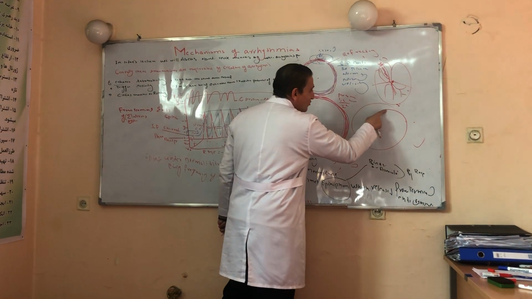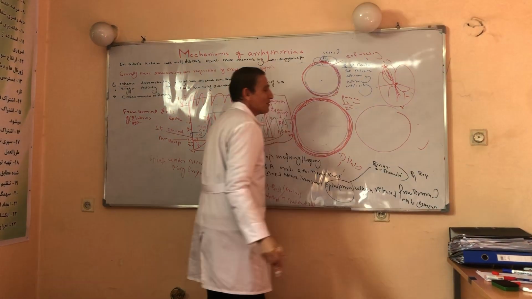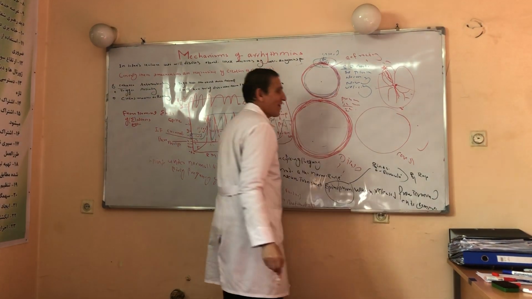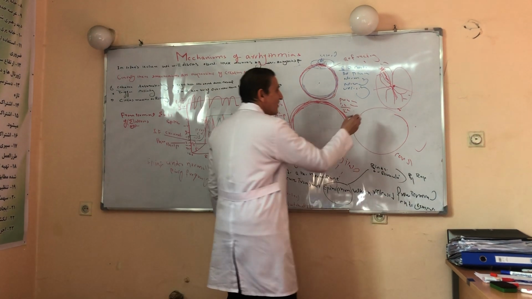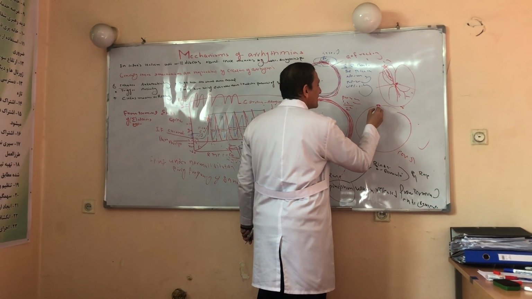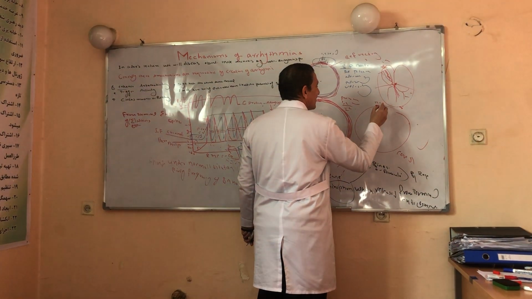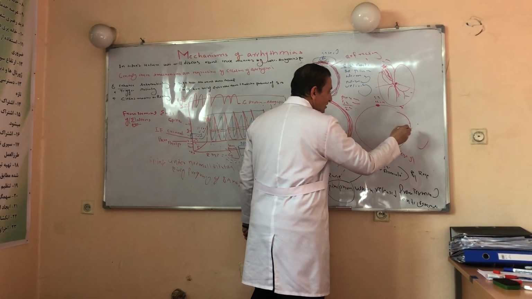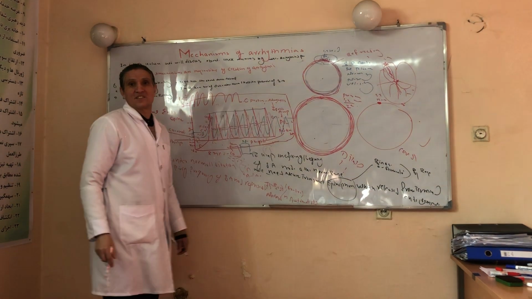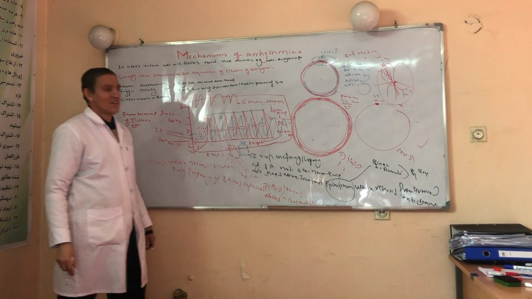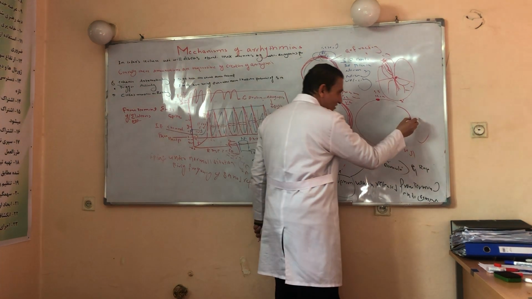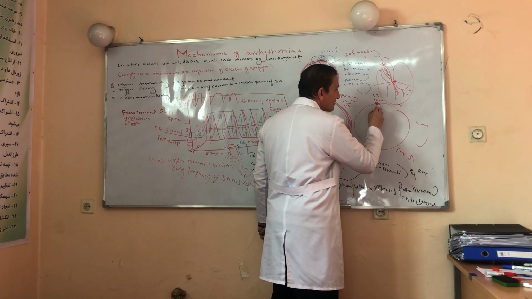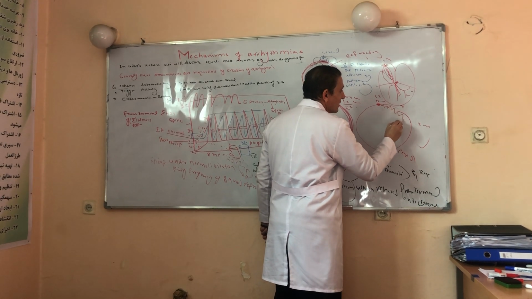Right now we come to this. This time the length of the pathway is constant. This is again the first time, SA node, 12 o'clock position, and 1.2 seconds. This time the length of the pathway is normal, but the velocity is decreased.